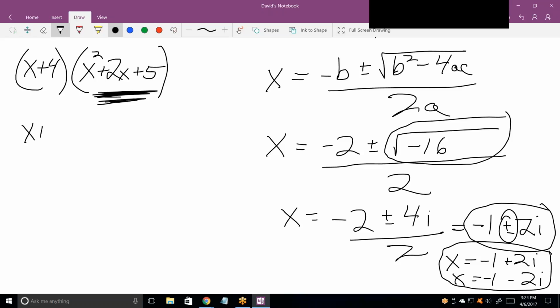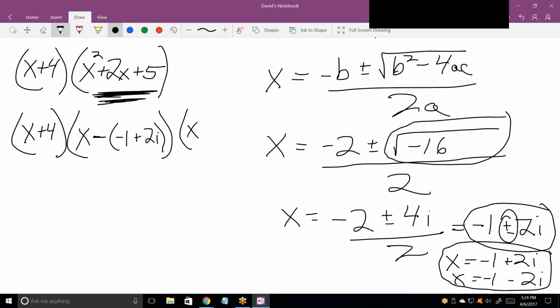We can now say that these are our factors. Now this is going to look a little strange because you always subtract your zero, right? I'm going to put inside parentheses there, and there's the plus 2i. And then the third factor is x minus the other one, which is minus 1 minus 2i. And then when you simplify this, you remove the inside parentheses.